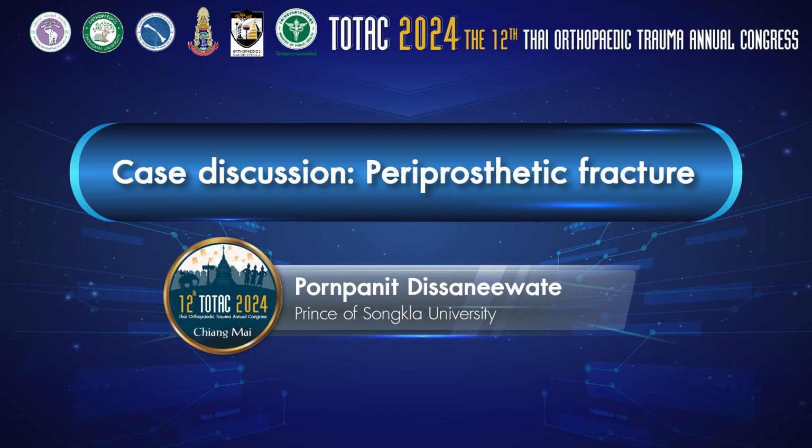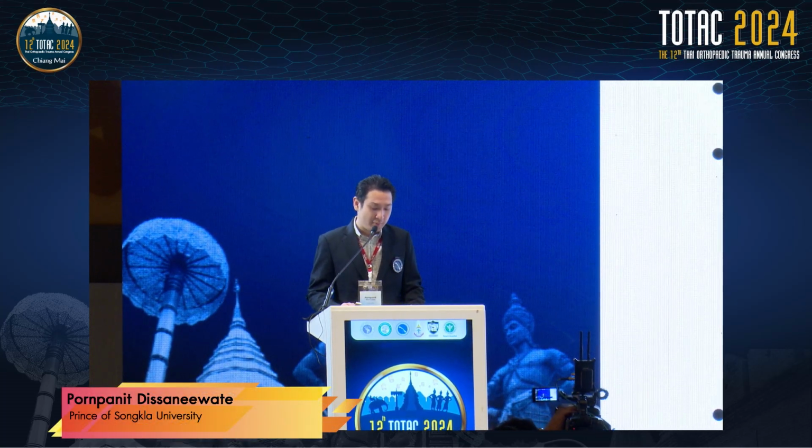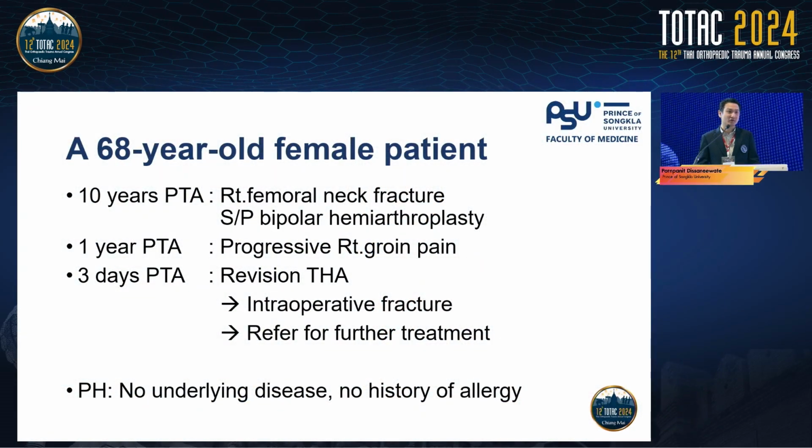Okay. Good morning, Chairman, Co-Chairman, and all participants. I have a case about periprosthetic fracture. This case is a 68-year-old female patient. The history is she underwent a bipolar hemiarthroplasty due to a femoral neck fracture 10 years ago. Then in the last year, she has had progressive groin pain and was diagnosed with loosening of the implant. So the doctor decided to operate by doing a revision total hip arthroplasty.